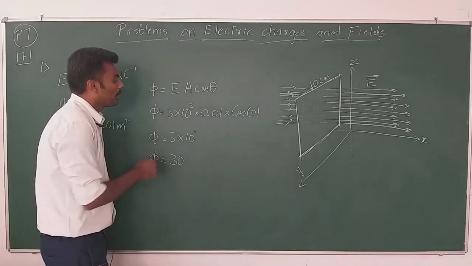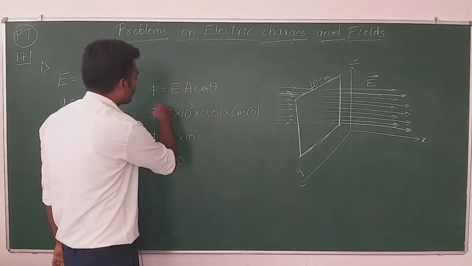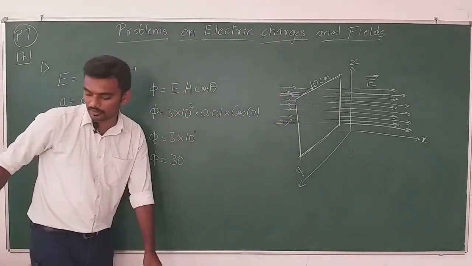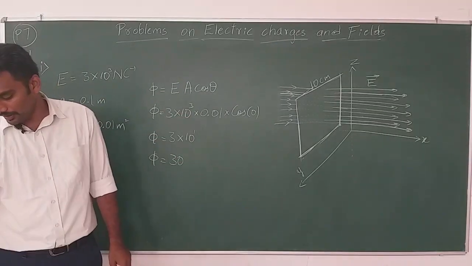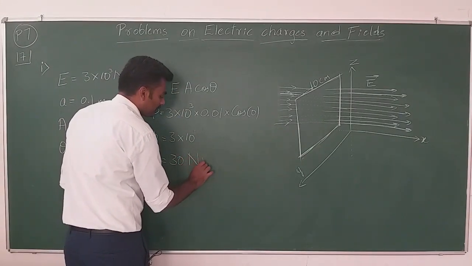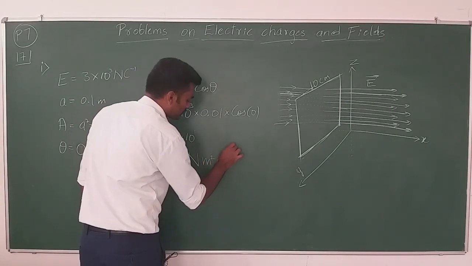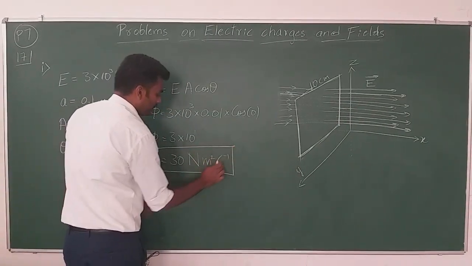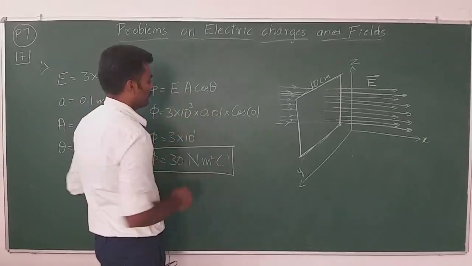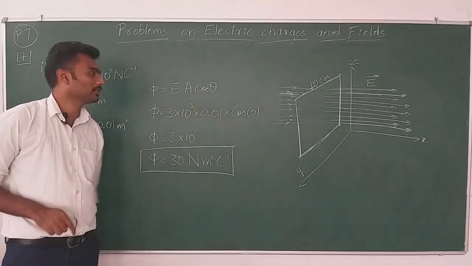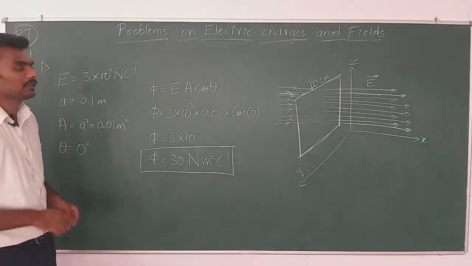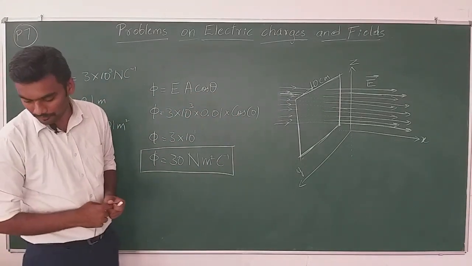Now the unit of flux is Newton per coulomb meter square, or Newton meter square per coulomb is also fine. You can alter this. Newton per coulomb is from electric field, meter square is from A. Cos theta does not have any unit. So this is the solution for first part of the problem.